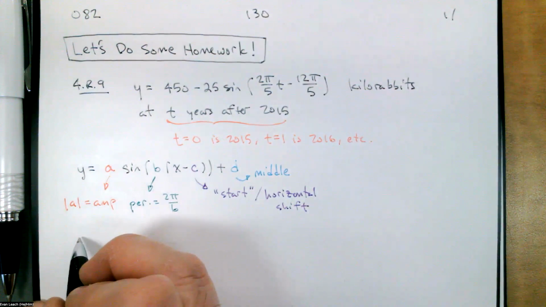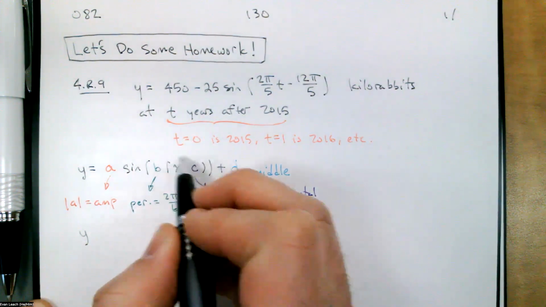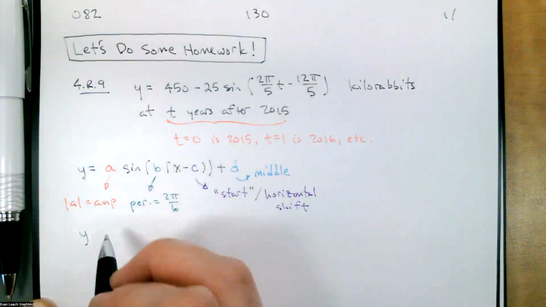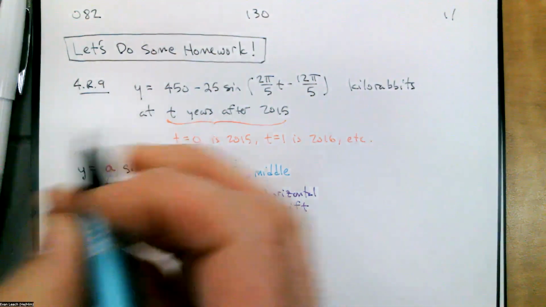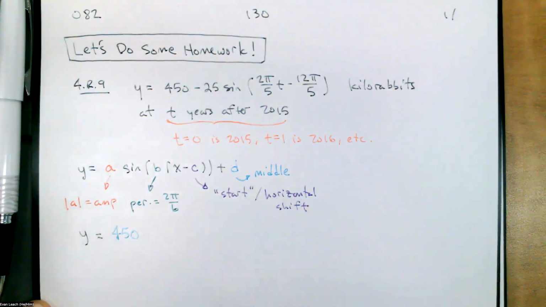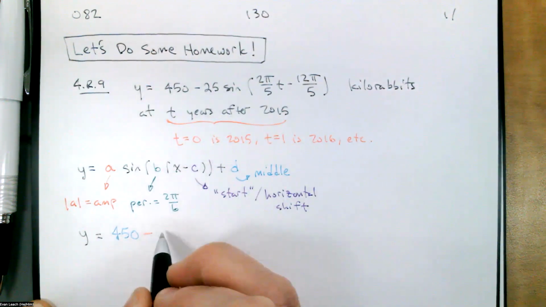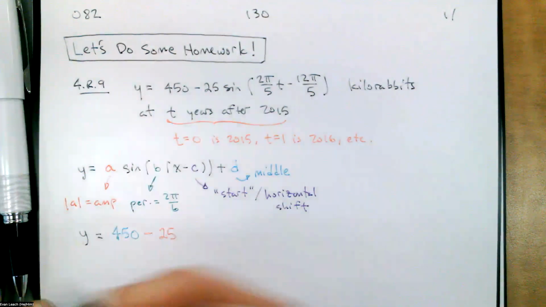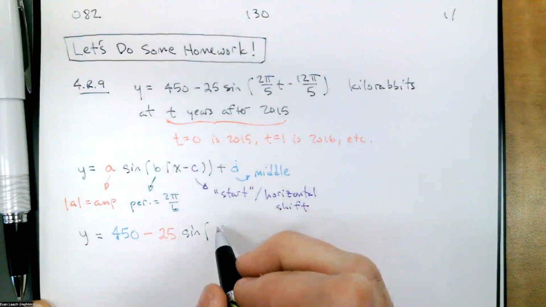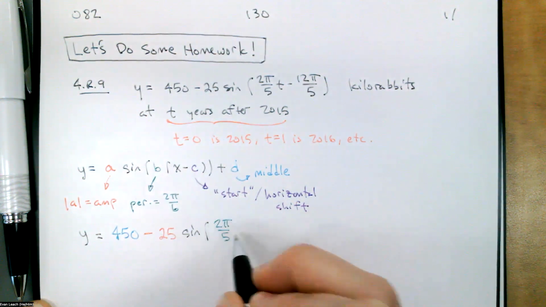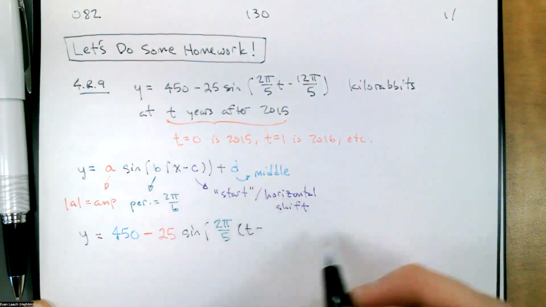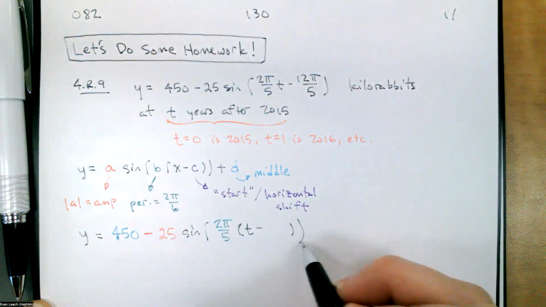The other thing that's kind of messed up about this particular function is that we have bx minus c. This has all been multiplied out. I don't have b, 2 pi over 5, times parentheses. So the 450 is where our middle is going to be. This is our average rabbit population in kilo rabbits. A is a negative 25. That's going to be our amplitude. Then we have the sine. Two pi over 5 is the coefficient of x, or in this case, t. But we're going to have to do some division to figure out what the horizontal shift is.